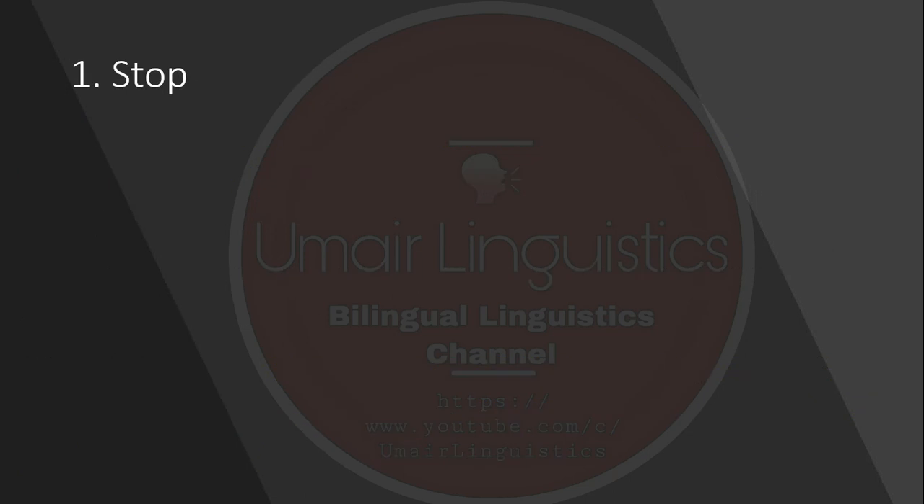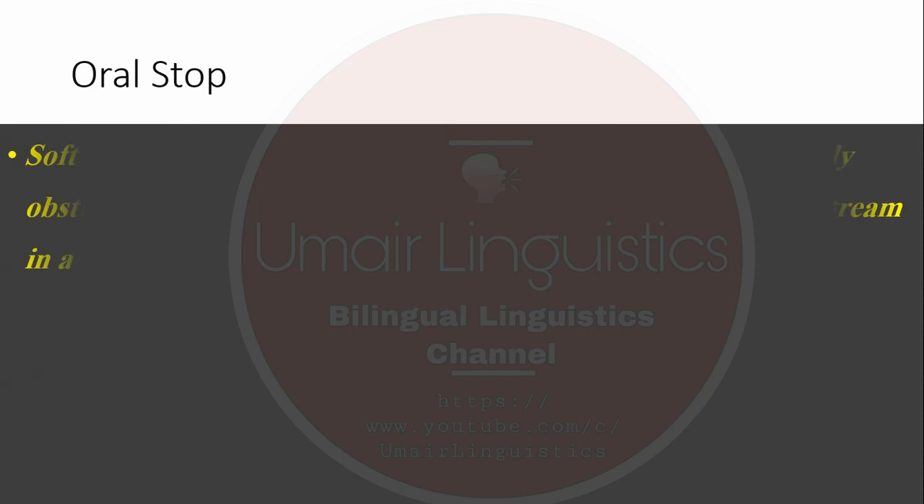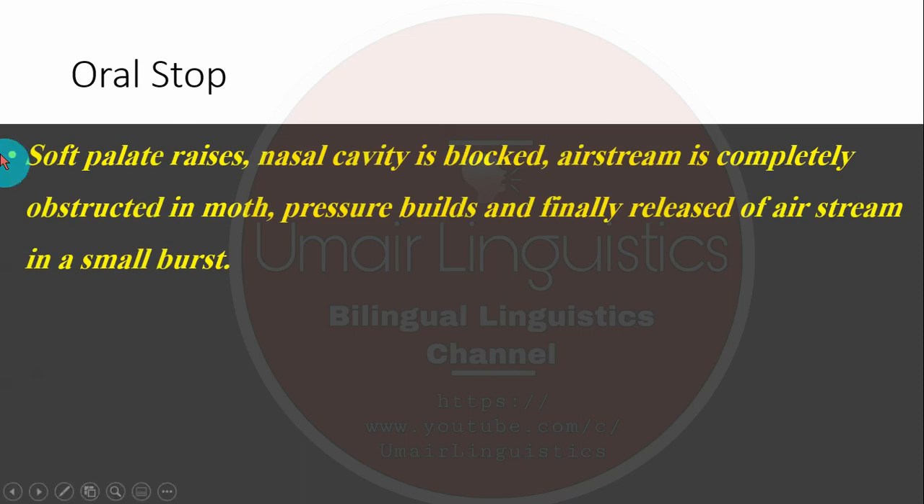So first of all, we have stop. In stop, what happens? There is a complete closure of the articulators involved, so that the airstream cannot escape through the mouth easily. And there are two possible types of stop: the oral stop and the nasal stop. So in oral stop, what happens? The soft palate raises against the wall of the pharynx and the nasal cavity is blocked. The airstream is completely obstructed in the mouth. Pressure builds and finally the airstream is released in a small burst.